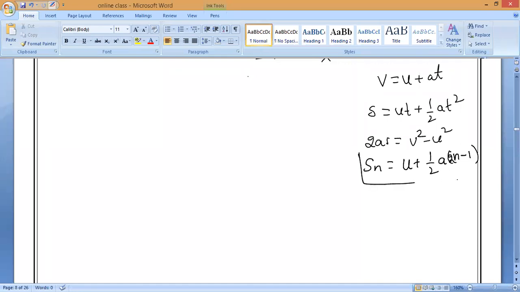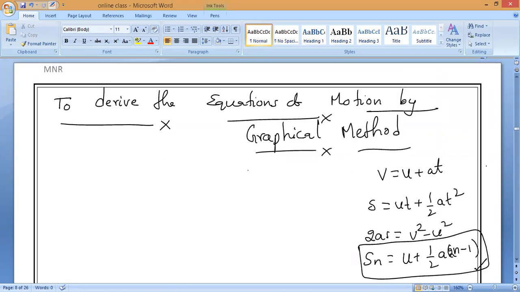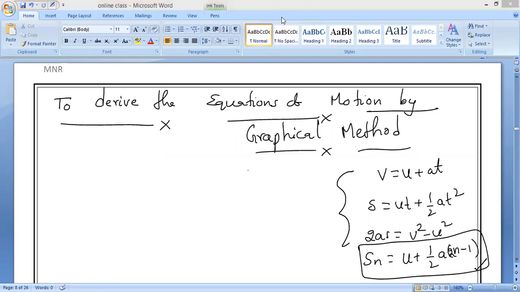All the four equations I taught you without using a graph, but this fourth equation is not there for class 9. Still, we studied it and it has its importance. Now, all these four equations, we know how to derive in a mathematical way. Do you all know that or not? Yes, sir.